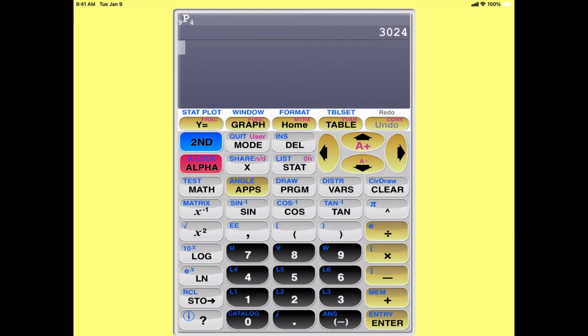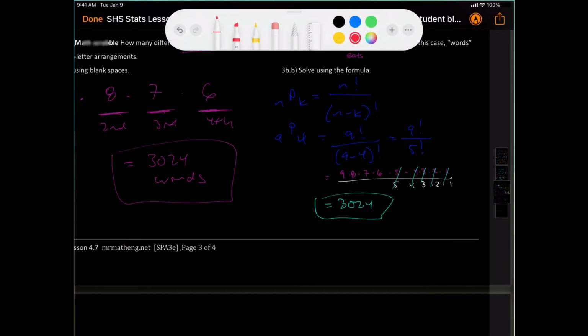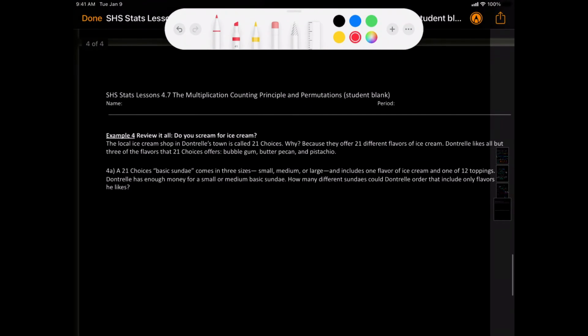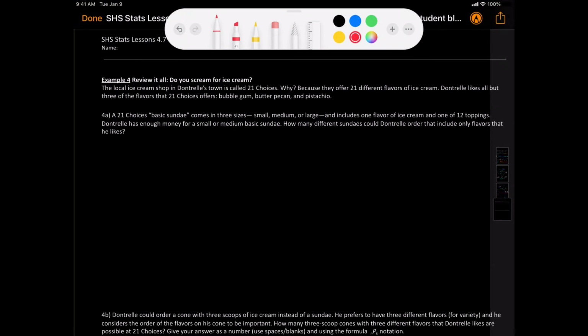All right, that finishes up page 3 and learning target number 3. Now go ahead and go on to example number 4, review it all. Do you scream for ice cream? And then go ahead and press play when you're ready.